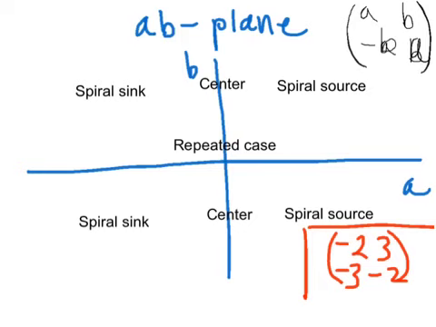So I know that story just from this characterization. So there you go. So that guy's a spiral sink in that particular example.